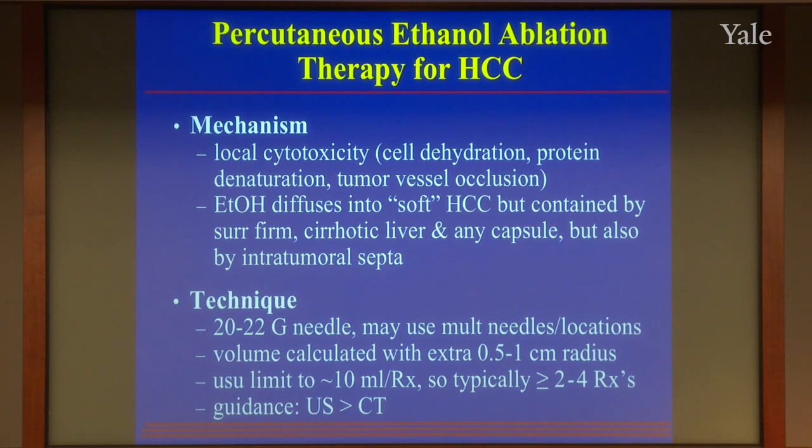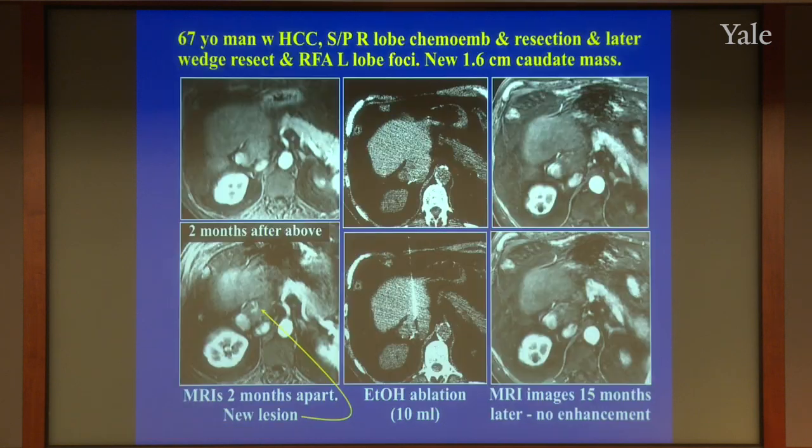So percutaneous ethanol ablation, just to remind everyone, was an early method and involves local cytotoxicity of the injected alcohol with cell dehydration, protein denaturation, and tumor vessel occlusion. And the alcohol will diffuse into the soft HCC, but is contained by the surrounding firm cirrhotic liver. I'm not going to really go into technique. I'll just show an example of a patient where this was not necessarily an early stage, but because I haven't done that many ethanol ablations lately.